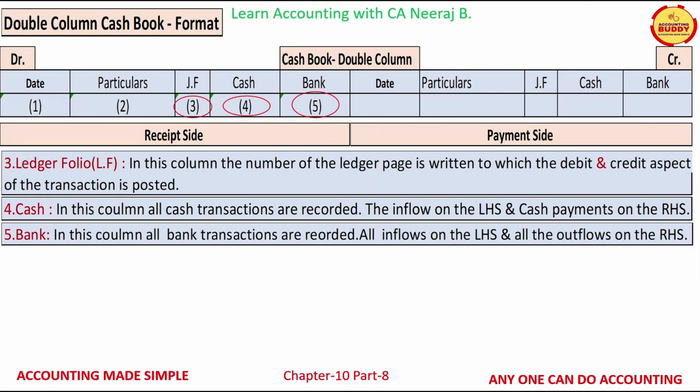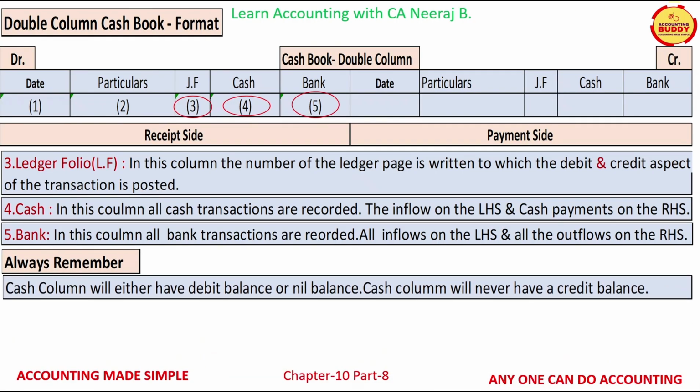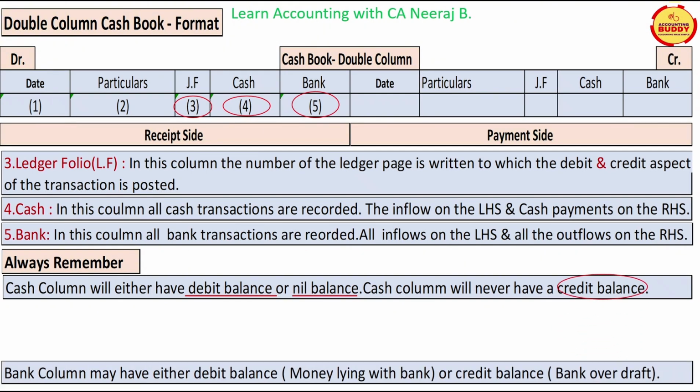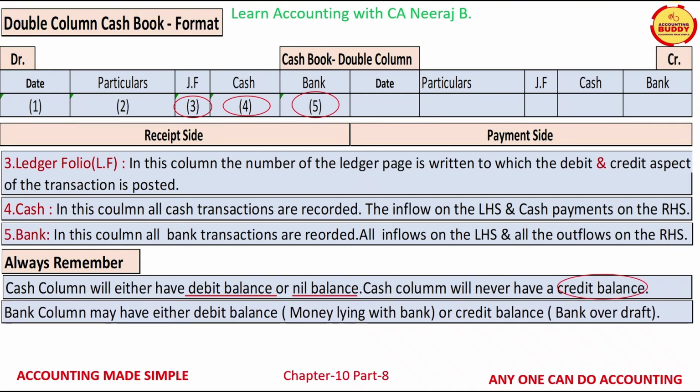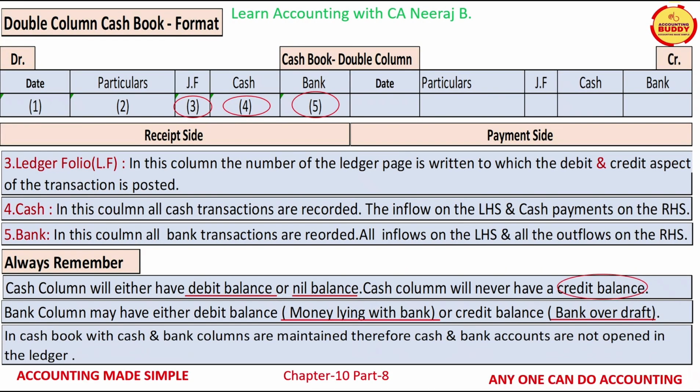For double column cash book, always remember cash column will either have debit balance or nil balance. Cash column will never have a credit balance. Bank column may have either debit balance, that is the money lying with the bank, or credit balance, that is the bank overdraft. In cash book, with cash and bank columns maintained, therefore cash and bank accounts are not opened in the ledger.